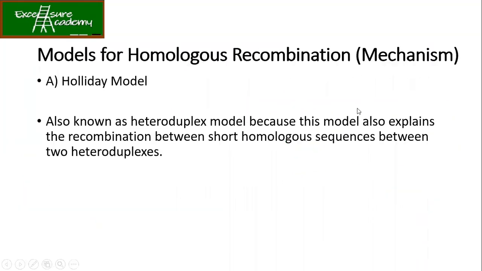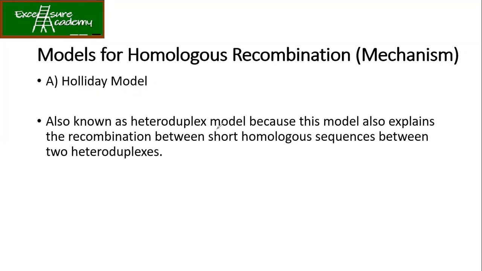Now, there are different models for homologous recombination, of which the first one we are going to discuss is the Holliday model. Of course, it's not for the holiday, but the name is given by Robin Holliday. This was a guy who actually found it for the first time in 1964. That's why it is known as the Holliday model.